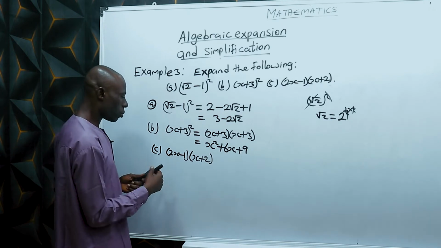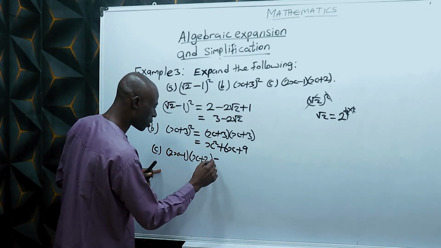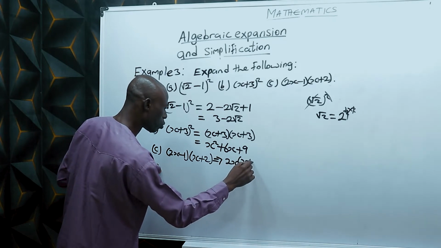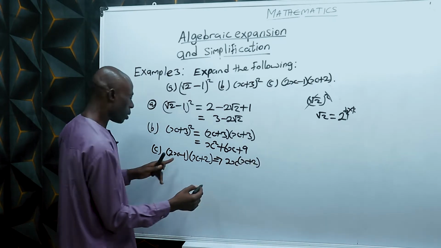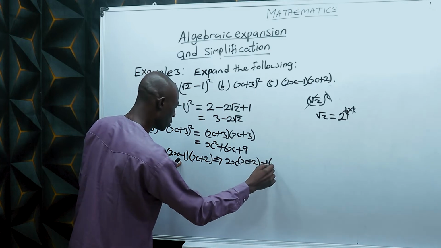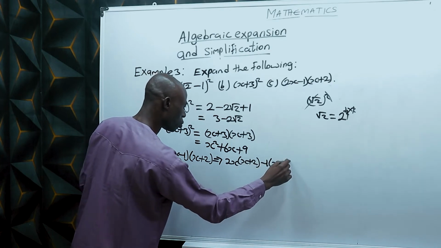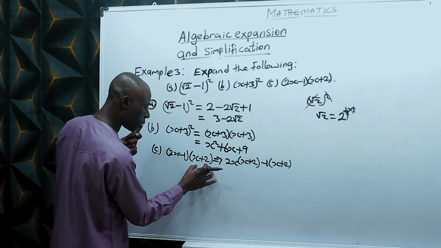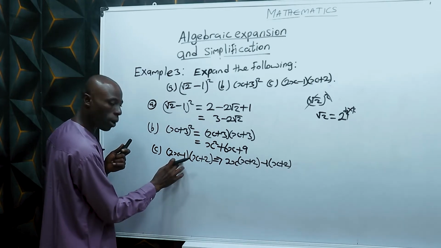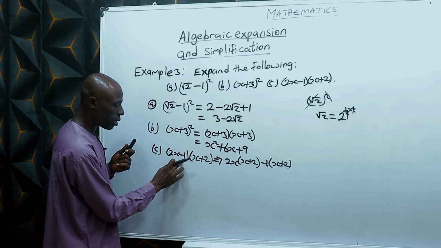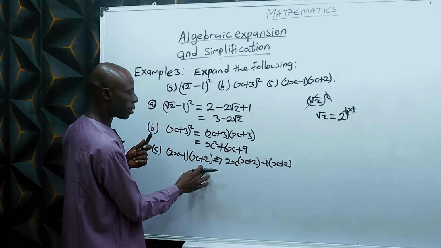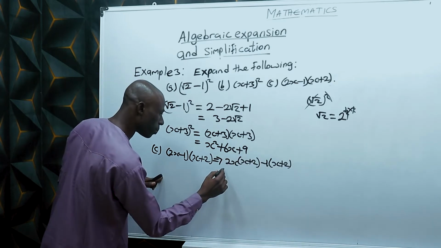Now, how do we expand this? We say this is 2x into x plus 2, negative 1 into x plus 2. We take 2x in this bracket to expand this other bracket. We take negative 1, the second element in this bracket, to expand this bracket.